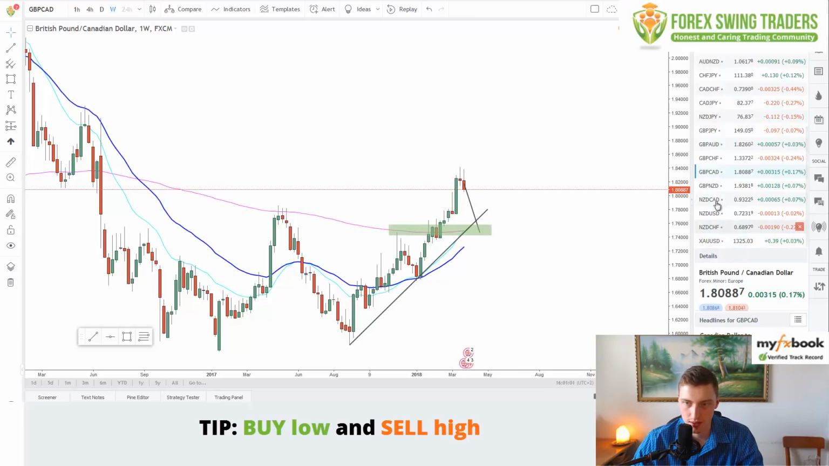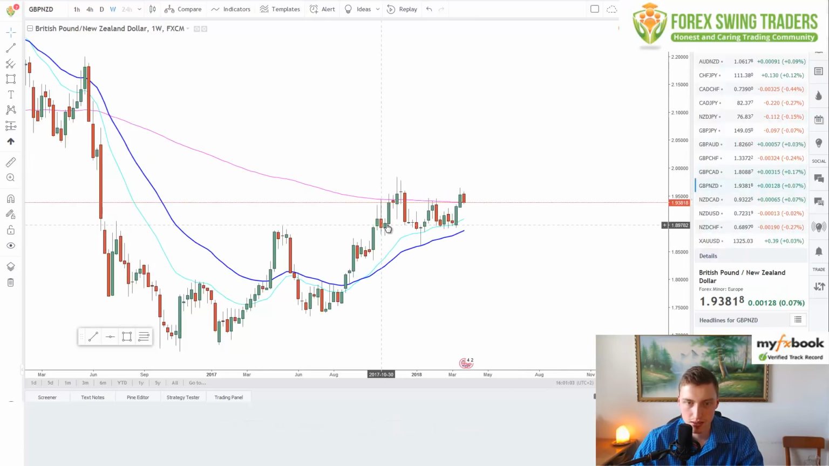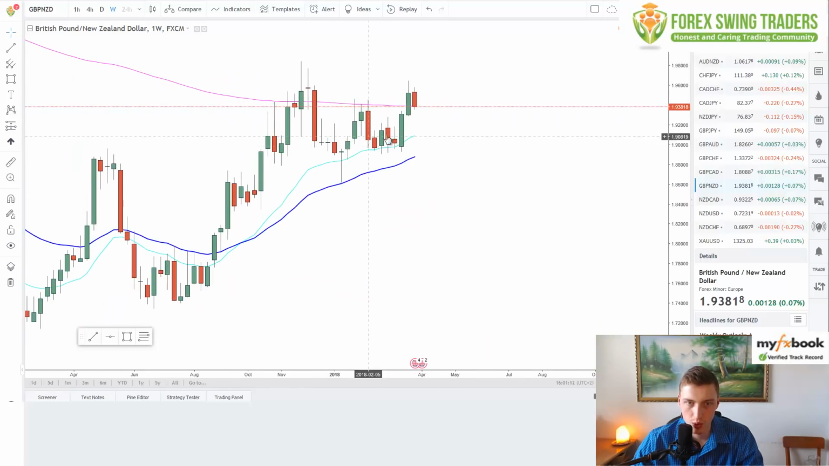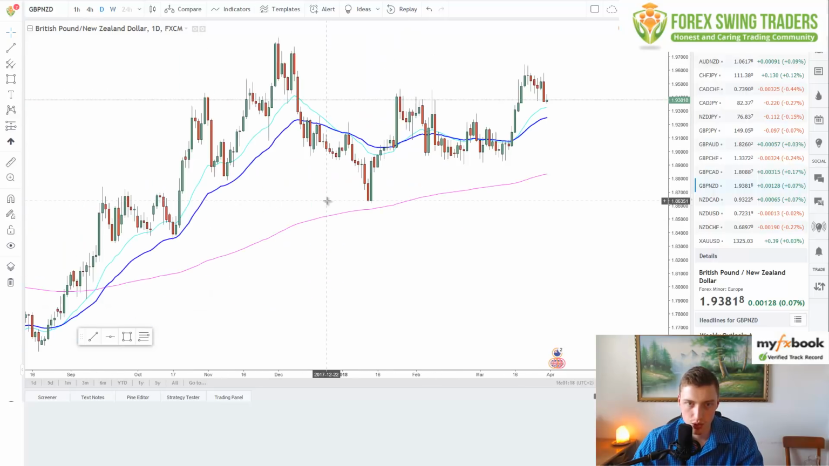It's not safe. Pound New Zealand, sort of still in a bullish trend, but price is having some troubles breaking to the upside. Still, the last 2 weeks were pretty bullish. The last 2 weeks were bullish, but then again bearish rejection.